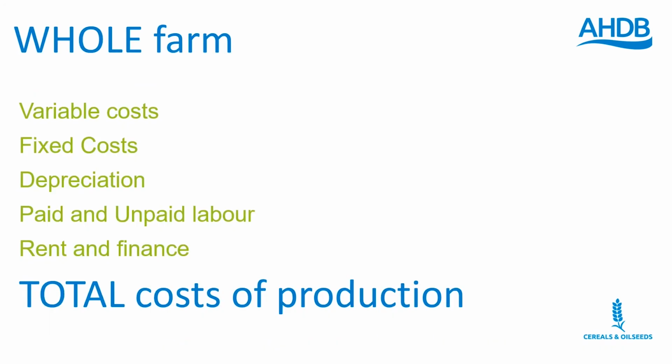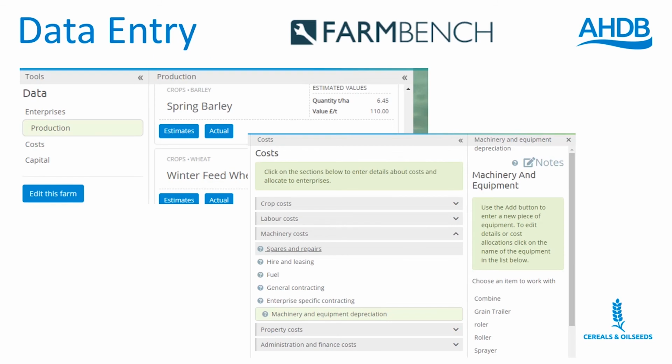I'm here today to show you and talk you through how our Farmbench benchmarking tool works. The great thing about Farmbench is it's whole farm, all the variable costs and all the fixed costs allocated to your enterprises. So it gives you total costs of production per unit or per hectare for the enterprises you want to measure. The program leads you through a series of data entry pages to enter the variable and fixed costs.